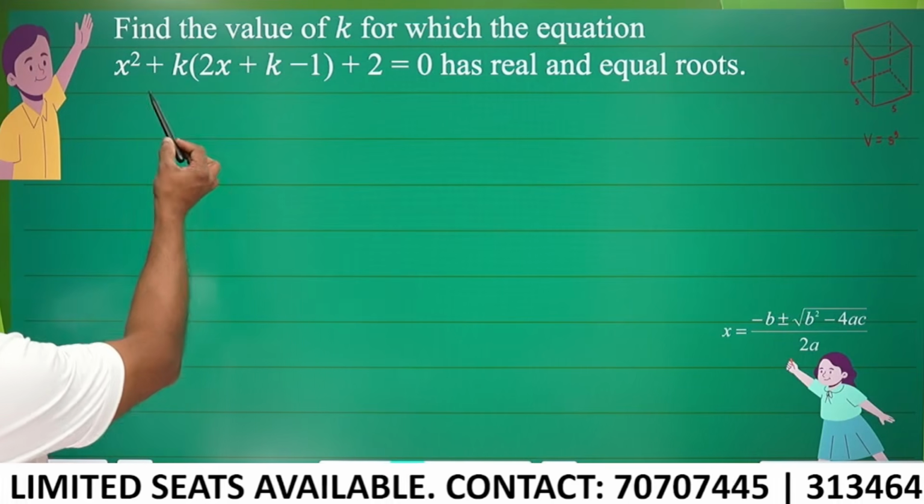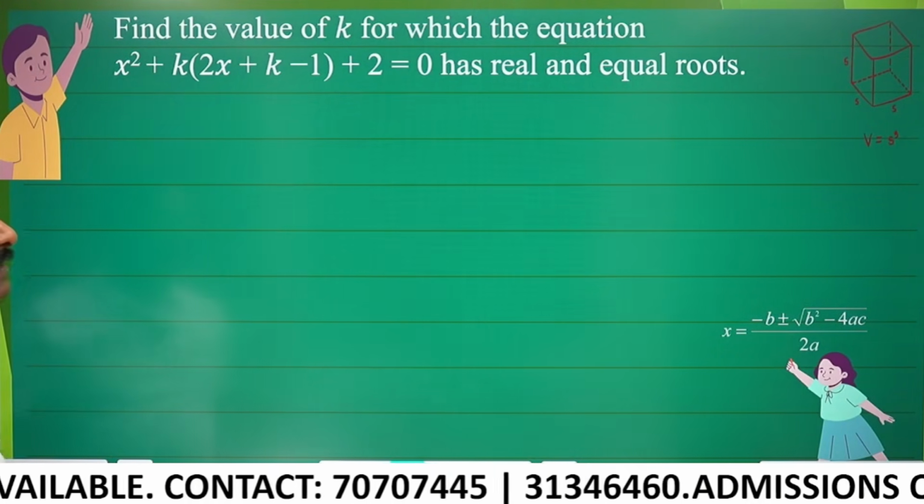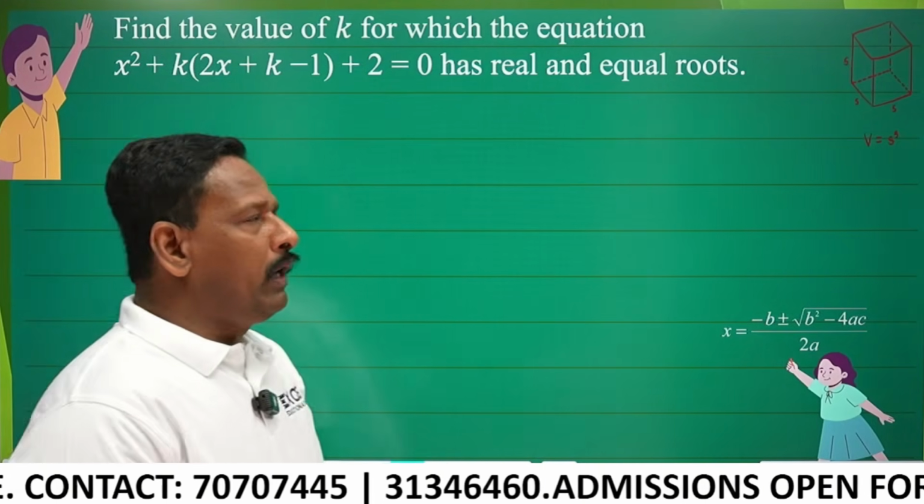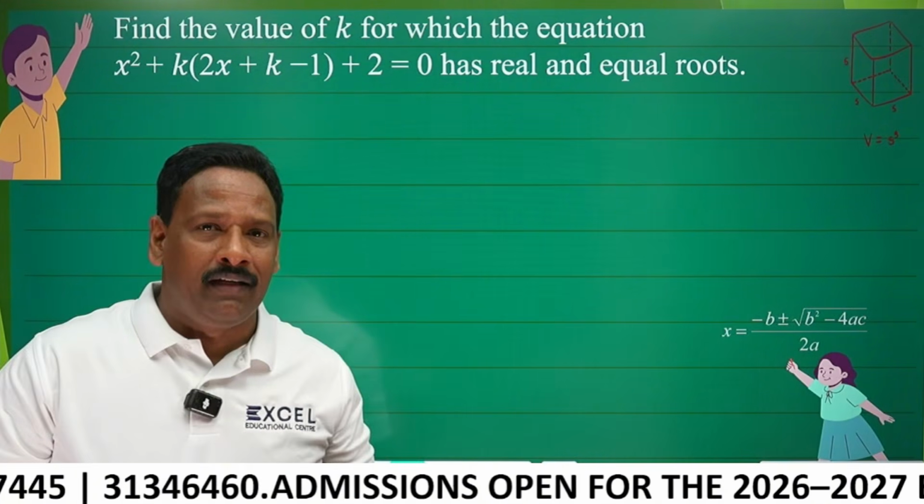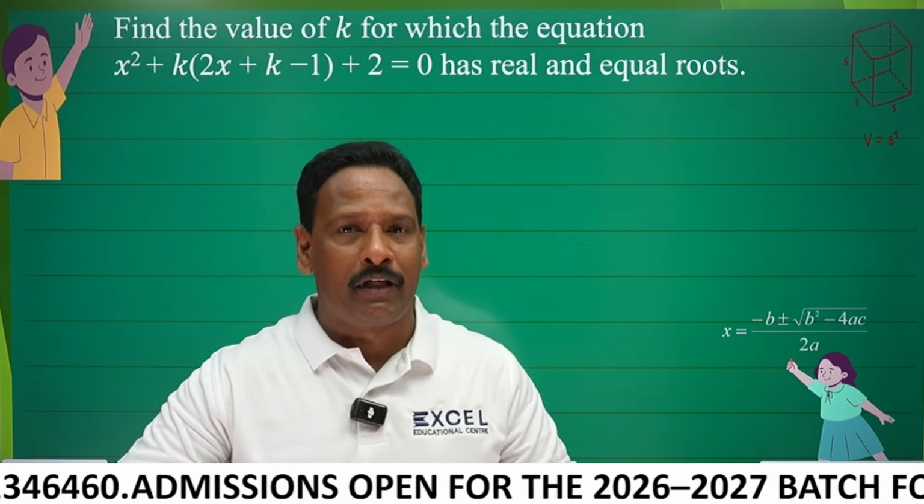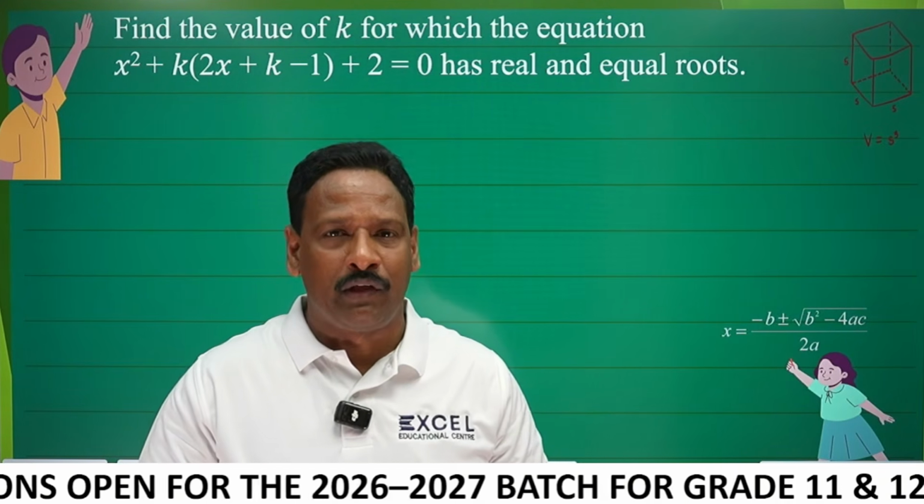Okay, now we can move on to the next question, that is find the value of k for which the equation x square plus k into 2x plus k minus 1 plus 2 equal to 0 has real and equal roots. So we know the condition for real and equal roots. What is the condition? The condition is the discriminant must be equal to 0, right? And what is discriminant? B square minus 4ac must be equal to 0.